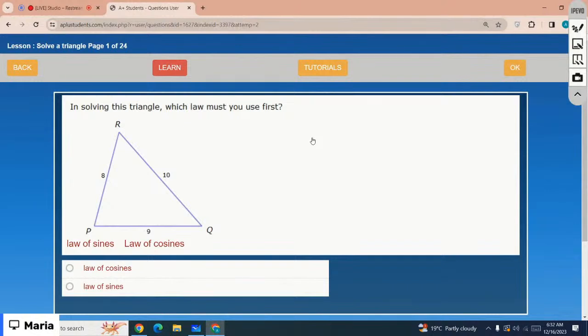Law of sine, law of cosine. We are given all three sides. No angle is given. Which side, which angle, which law can we use? In case you are given all three sides, you must use the law of cosine, because in the law of sine you have two of the angles involved. You can see this is the law of cosine.